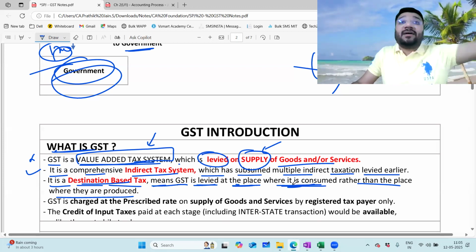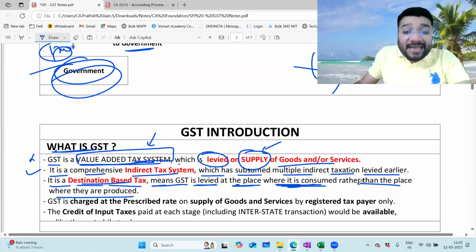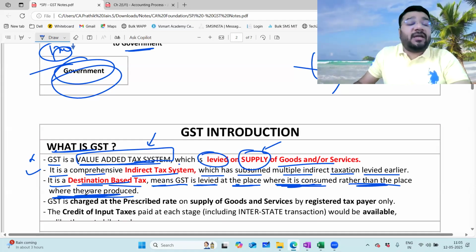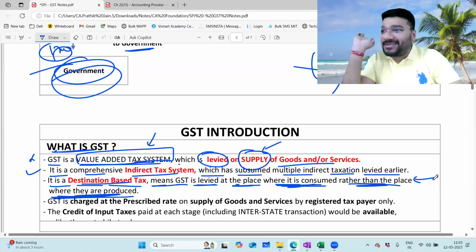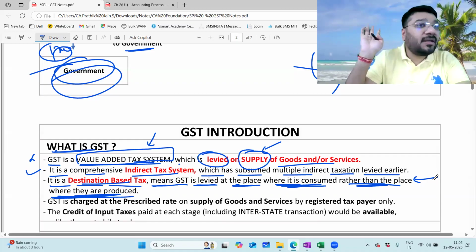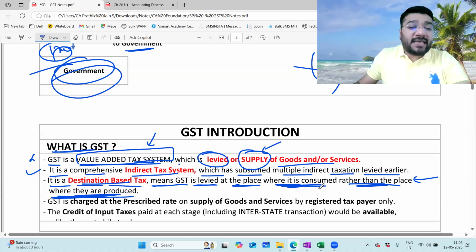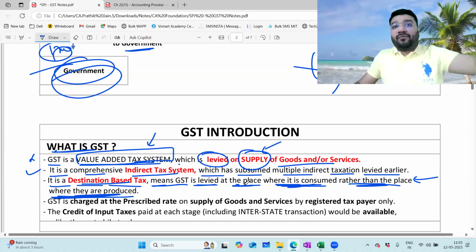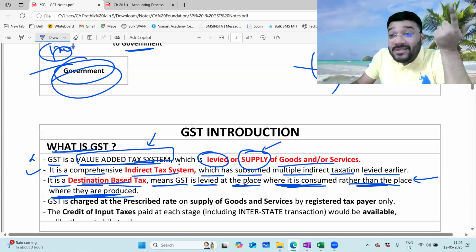So finally, the goods and services, where they are consumed, there the GST is being paid, rather than the place where the goods and services are produced. Now, this is not that easy. In this, there are ifs and buts. But all the ifs and buts are discussed in the CA Inter level, not in CA Foundation. But you might get this as a true and false question. Telling that GST is a destination-based tax means GST is levied in the place where they are produced. True or false? False.